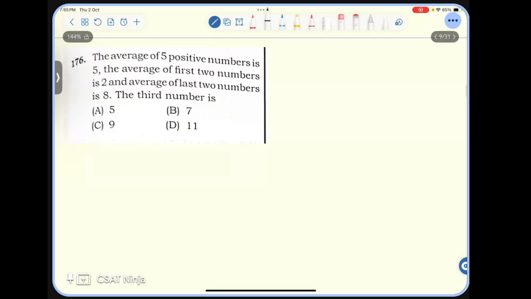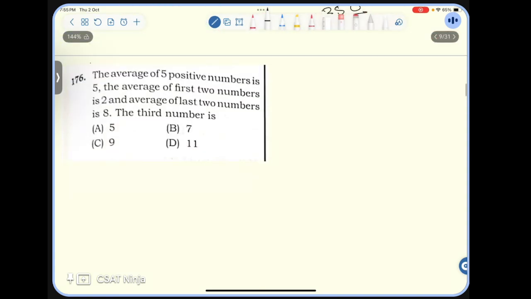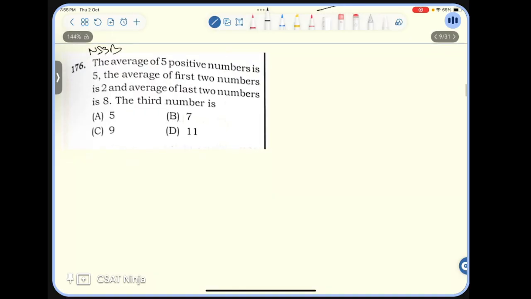This question is also an NSSB question. It was asked in NSSB. Same thing goes for this one, also asked in NSSB. So here, the average of the 5 positive numbers is 5. So now we have 5 numbers: 1, 2, 3, 4, and 5. The average of the 5 numbers is given as 5.